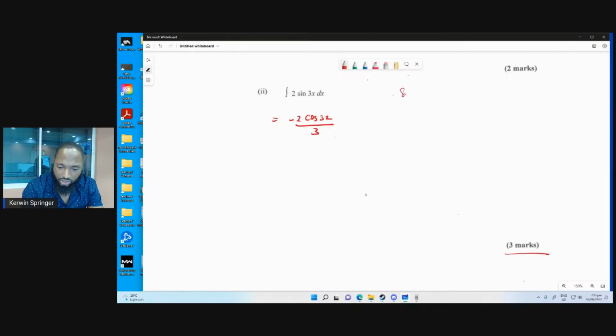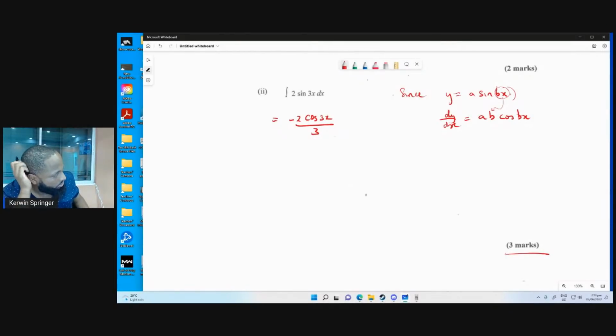You all remember this? If I have y equal to a sin bx, dy/dx would be equal to ab cos bx, where you multiply by the differential of what is in the brackets in the term. So it is the chain rule in application, but it's going back up.